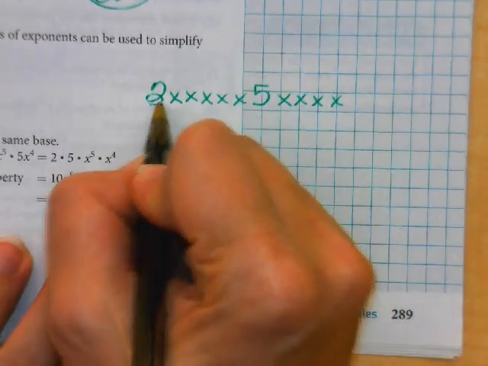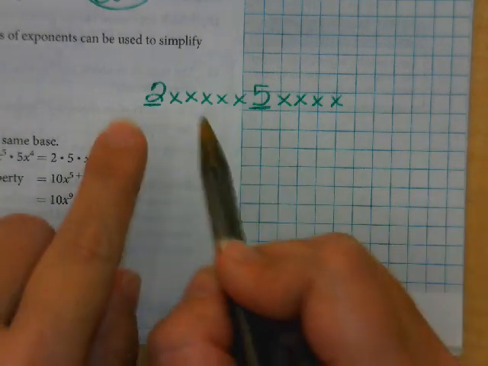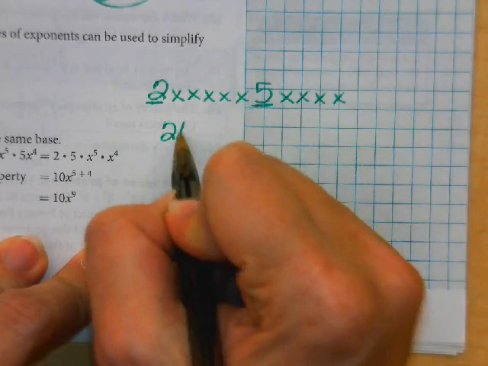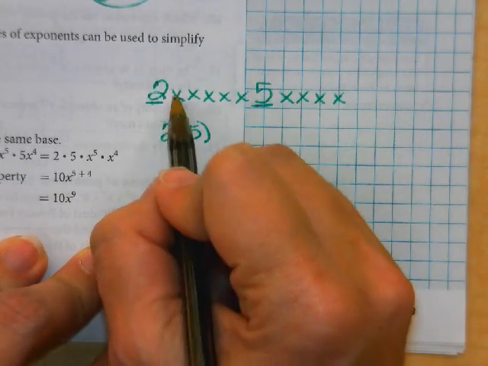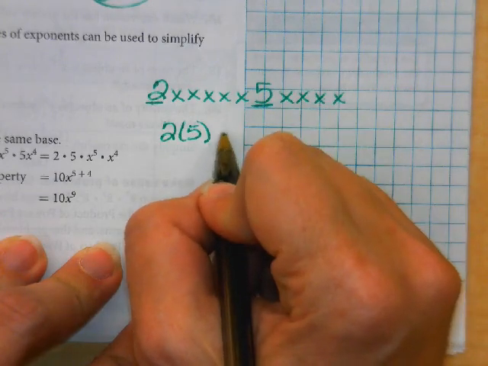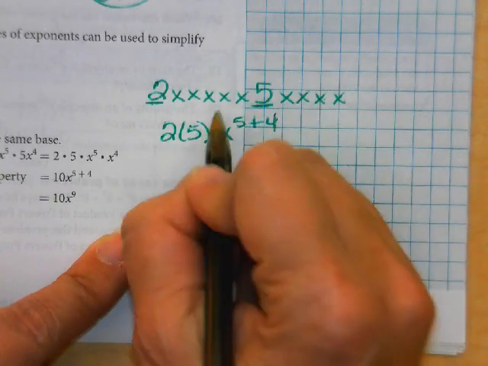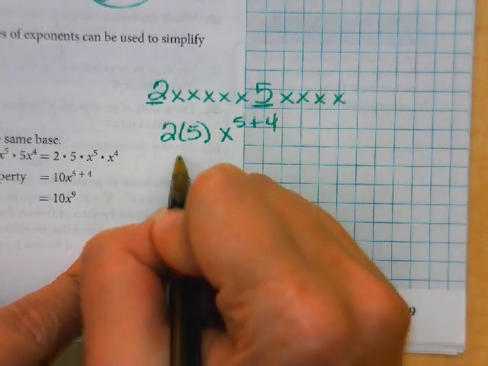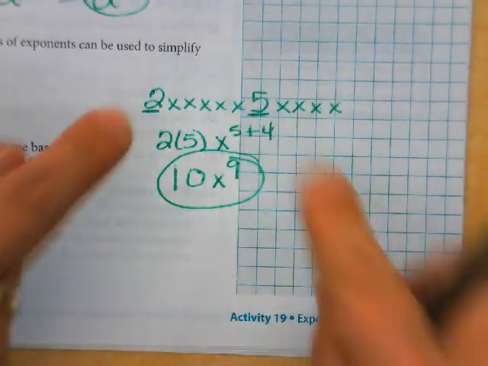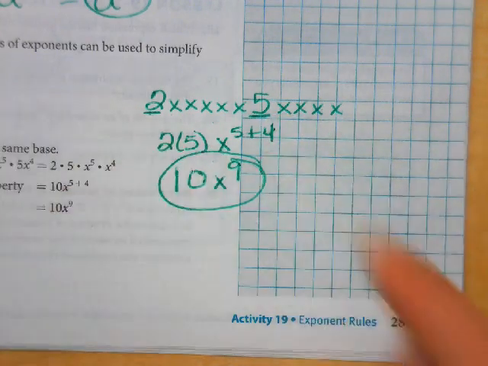Your coefficients, or your regular numbers, you're just going to do normal math with that. These are being multiplied. All of this is multiplication. So we can rewrite this as 2 times 5. And then I have 1, 2, 3, 4, 5, 6, 7, 8, 9 x's. Or if we wanted to use our rule, x to the 5 plus 4. We're multiplying, so we add. Simplify this, 10x to the 9th. So again, coefficients are just going to get multiplied, and then you'll add your exponents.